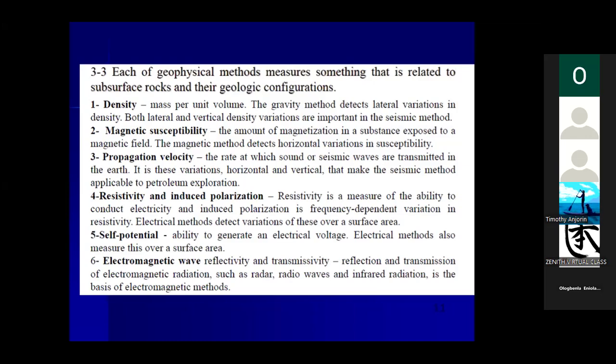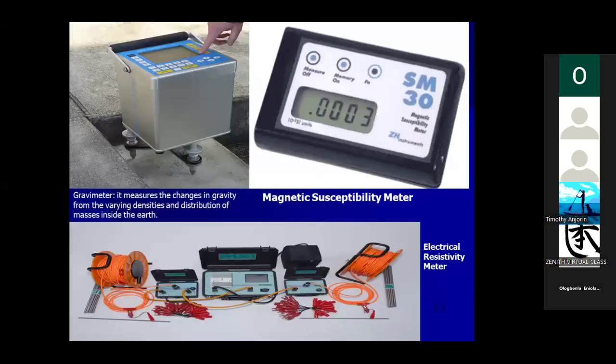Okay, this is an example of the gravimeter, our gravimeter for measuring the density contrast. We have the magnetic susceptibility meter. Then we have a-bend parameter. That's the resistivity meter, used for electrical survey. You can see that we have the electrodes, we have the cables, we have the wheels for the cable that are used in connecting to all these equipment.